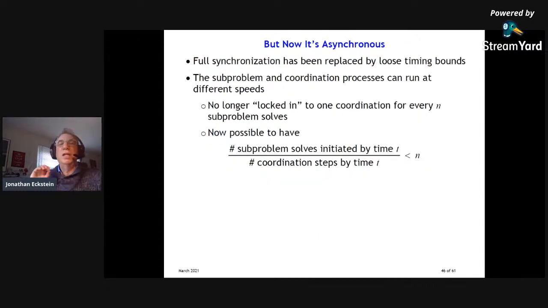The full synchronization has been replaced by loose timing bounds. The subproblem and coordination processes can run at different speeds. You're no longer locked in to having one coordination step for every n subproblem solves. You could coordinate more frequently, for example.